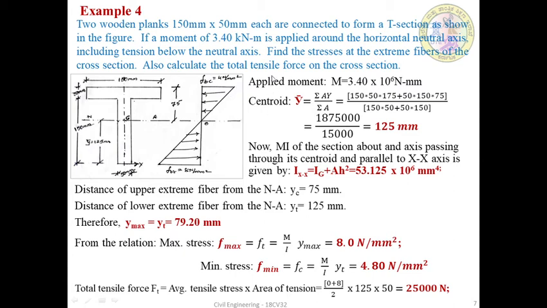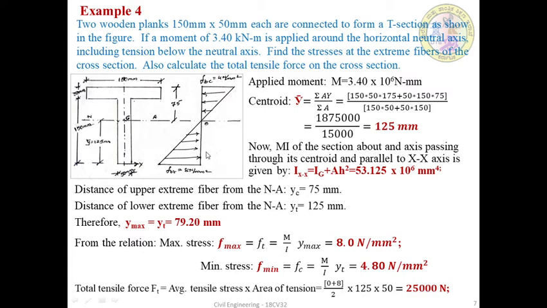After transferring the values into a diagrammatic representation, we can find the bending stress distribution diagram, and it is maximum in the tension zone and minimum in the compression zone. Now the second requirement as per the problem statement is that we have to find the tensile force on the cross section. This is the tension zone. This is the compression zone.